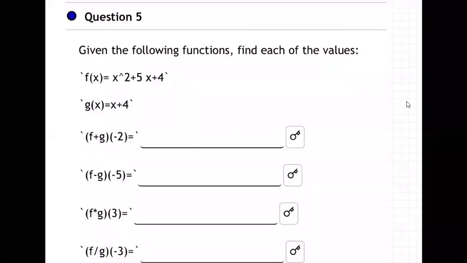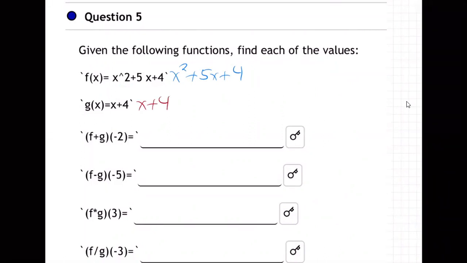Okay, so on this one, they're giving us a function f of x. Let me write it like you'll see it on your paper. x squared plus 5x plus 4. You'll have a different random function, x squared plus 5x plus 4. And my other one, oh, it's just x plus 4. Okay.